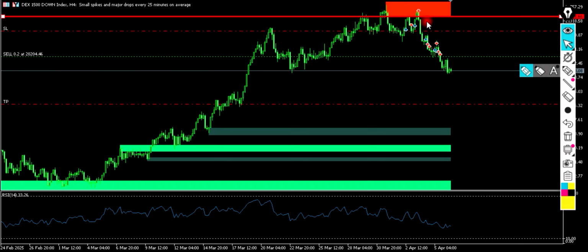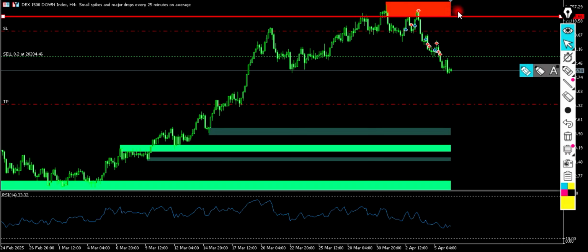From right here, guys, we can see clearly that we had a supply block. Let's highlight that and see what it says. See, verified. This is a verified resistance slash supply, resistance, demand. Guys, they're all interchangeable. Don't let it confuse you. Let's stay on track for our chart.